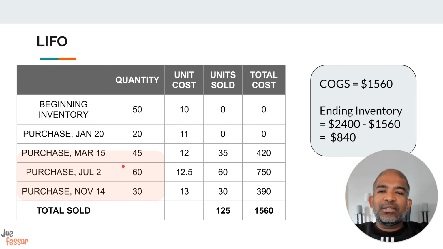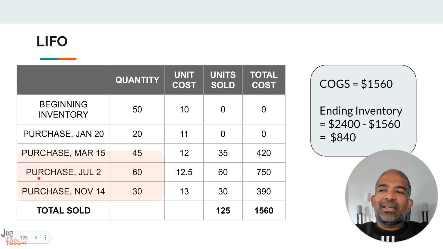Because 125 units were sold, we start from the last set of purchases now, which was done on the 14th of November. So that's 30 bottles. 30 times 13 is $390. So that's 30 out of 125 accounted for. Then we move to the next batch, which is 60 bottles. 60 times 12.5 is $750. So now in total we've accounted for 90 bottles out of 125 bottles. We still have to account for 35 more bottles.